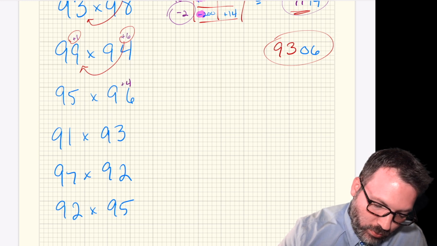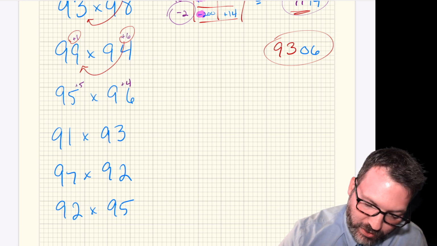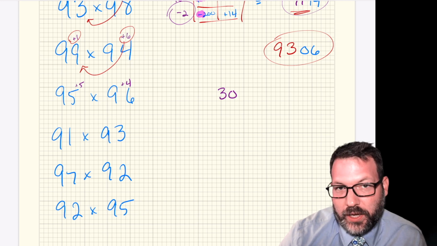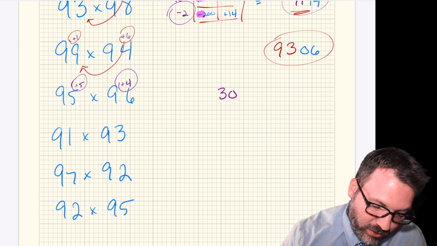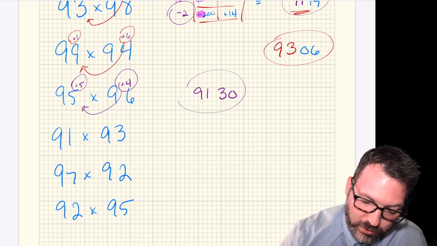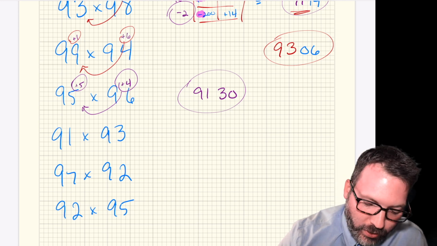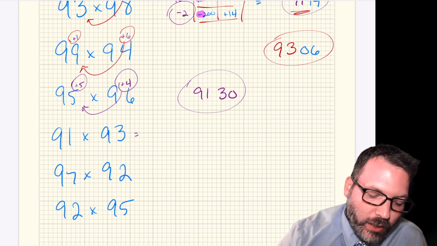This is 6 away. This is 5 away. 5 times 6 is 30. And so that should be my last 2 digits. And then I'm going to say, well, if I take away the 5, that's already 95 from 100. If I take away 4 more, 9,130. Maybe we're getting good enough we don't even have to write this down anymore.